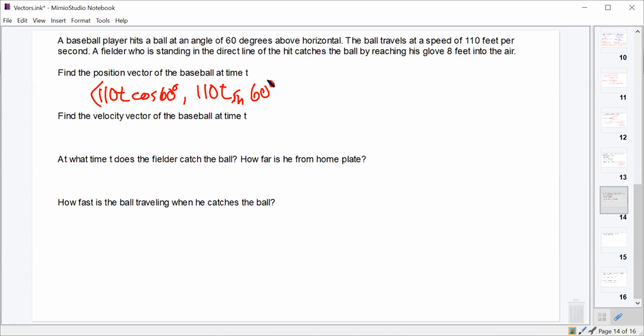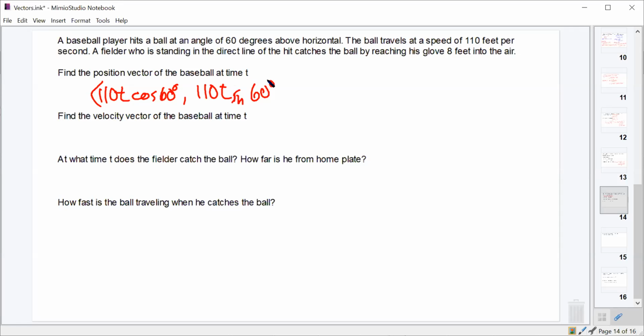But we need to do something else to that position in the y direction. What do we need to do with that? Anybody have an idea? Not plus 8. We're going to deal with that 8 later. That's a good thought because, right, the player is catching the ball 8 feet in the air, but there's something else acting on this baseball, not just the fact that it was hit at 110 feet per second at an angle of 60 degrees, but what else is acting on it in the y direction?